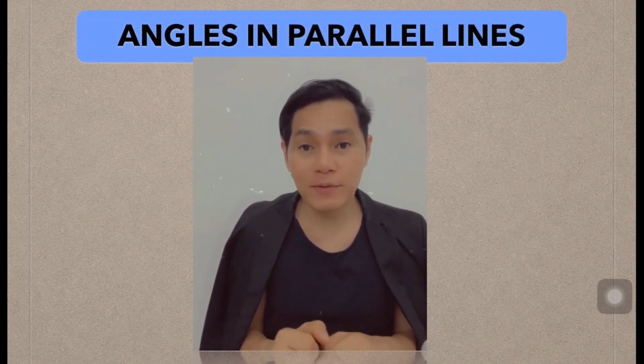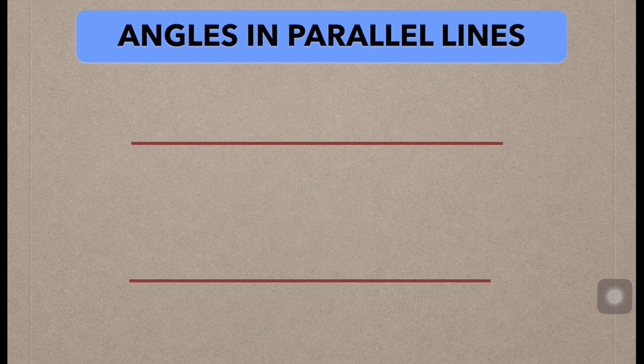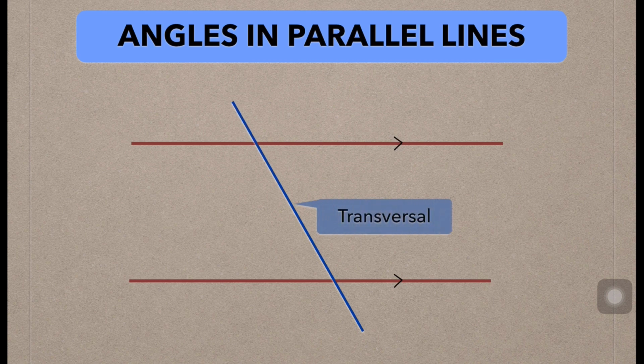Okay, so here we go. Look at these two lines here. They are considered to be parallel. The arrowheads, the ones there in black, indicate that the lines are parallel, and the line in blue that crosses the parallel lines is called a transversal.